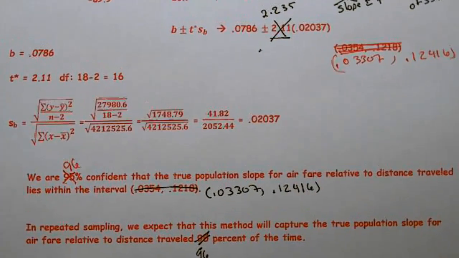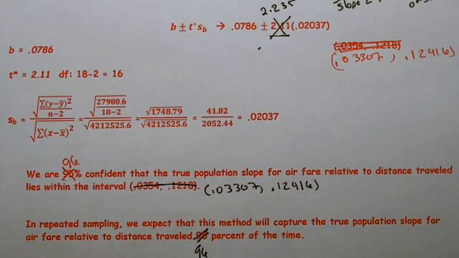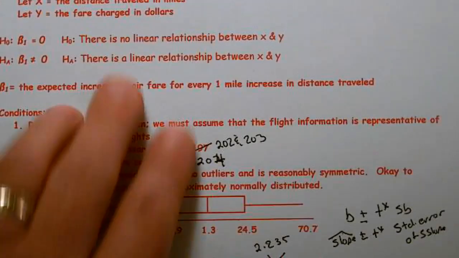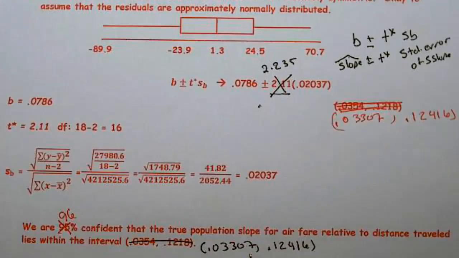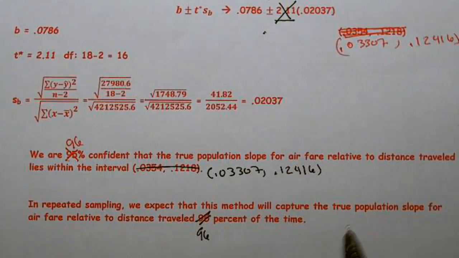Now, real quickly, what if this had contained 0? Well, if it had contained 0, we would say, oh, there's no linear relationship. But here, because it does not contain 0, I know it gets close. It does. But because it does not contain 0, there is a linear relationship between X and Y. All right, so there is a linear relationship between X and Y. That means it has some predictive value.